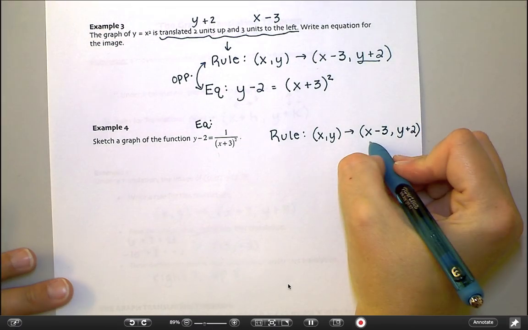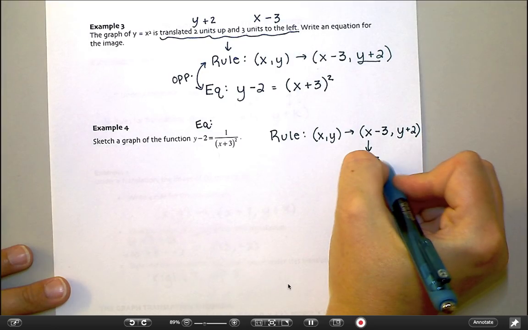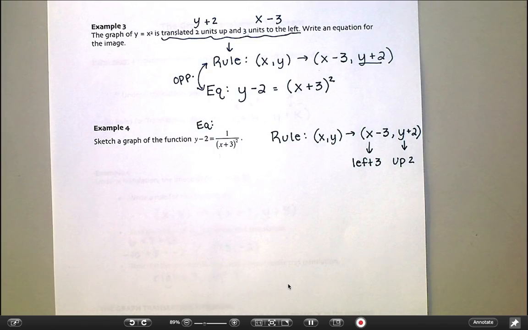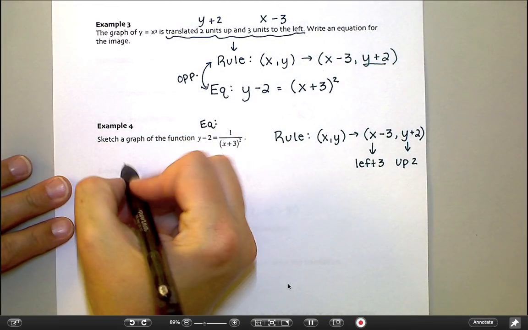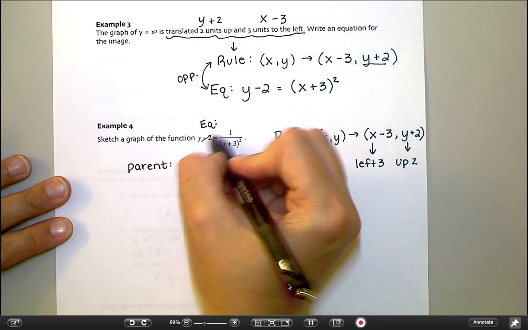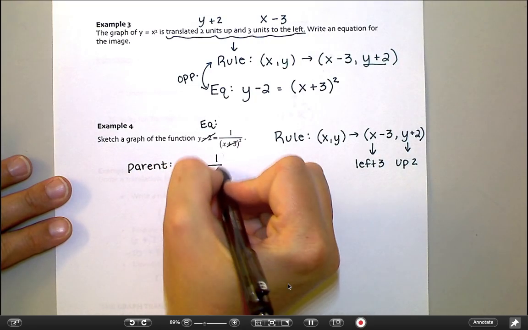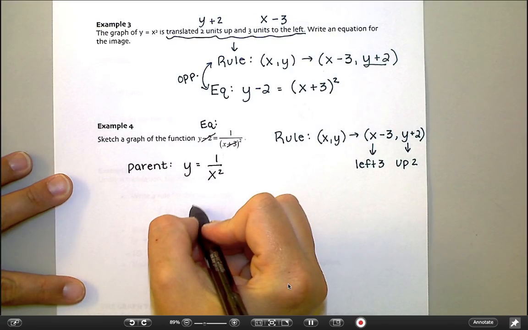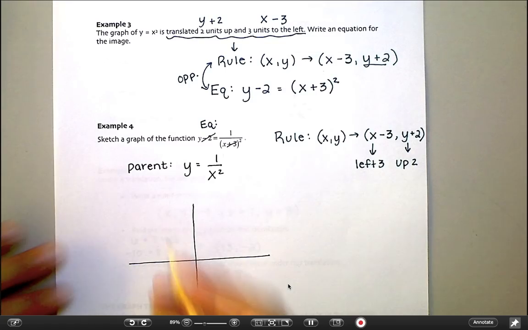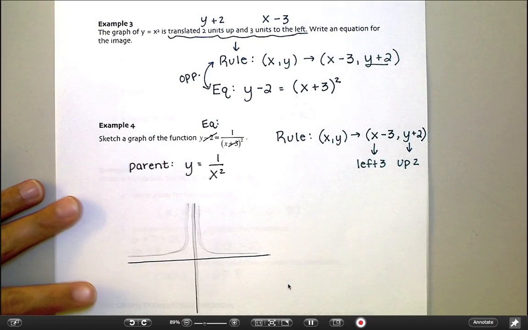Okay, now that I have my rule, I would think about what this is doing to the graph. X minus 3 is moving me to the left by 3. Y plus 2 is moving me up by 2. Now before we can draw a graph, we need to think about what the parent function of this one is. For finding a parent function, I kind of imagine we're getting rid of all of those transformations and look at what's left. We have y equals 1 over x squared. So we need to start with that graph, at least in our minds. And sometimes what I do is just sketch it lightly in pencil first. My original graph looks like this. It's one of those side-by-side hyperbolas, right?